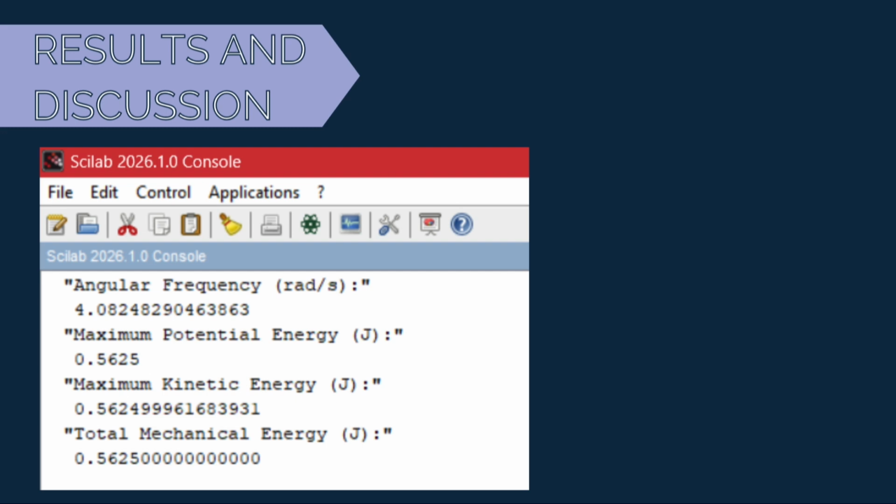So overall, the numerical results obtained from Scilab agree with the theoretical principle of simple harmonic motion. The angular frequency of 4.0825 radian per second describes the oscillatory behavior of the system, while the maximum kinetic energy and maximum potential energy are both approximately 0.5625 joule. The constant total mechanical energy demonstrates that energy is conserved throughout the motion, validating the accuracy of the simulation and the theoretical model of an ideal spring mass system.